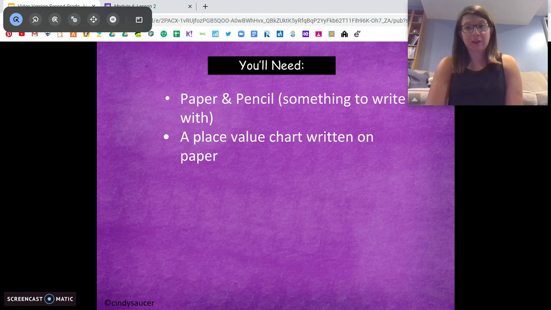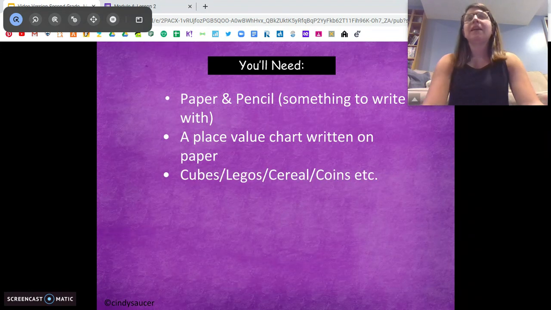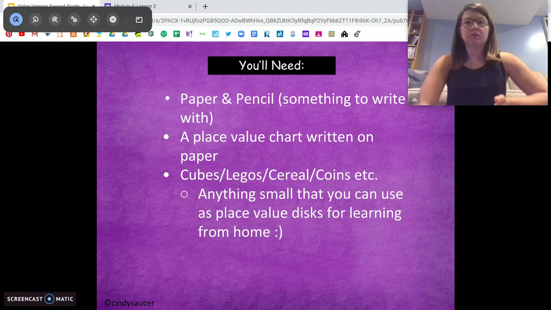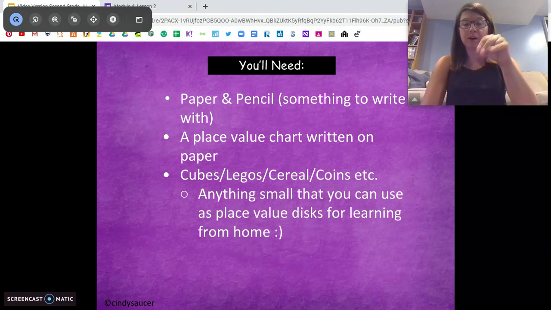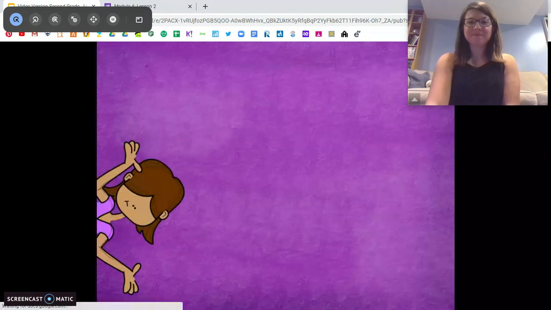You're going to need a place value chart. You can use the same one you've been using if you have that written on paper. And then get your place value discs. We're going to need those for our warm-up today. So pause the video, go grab those things. Come back when you're ready. All right, here we go.